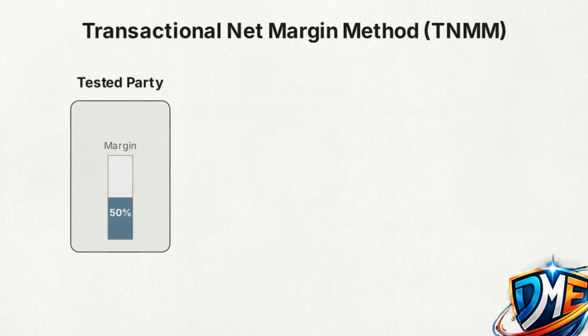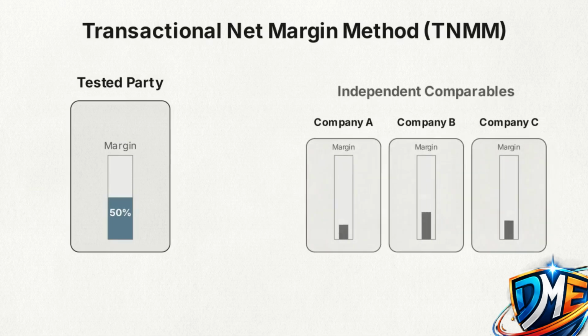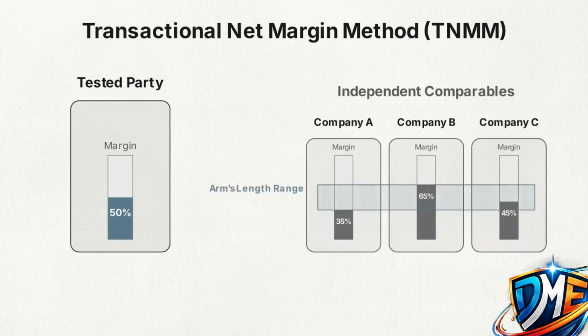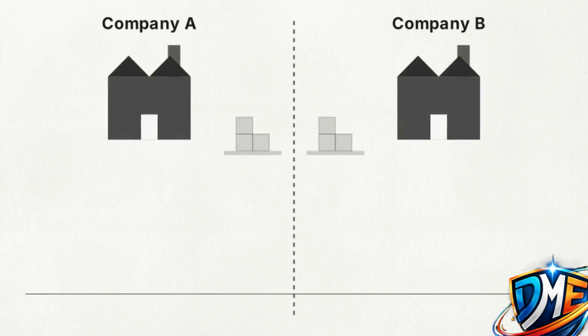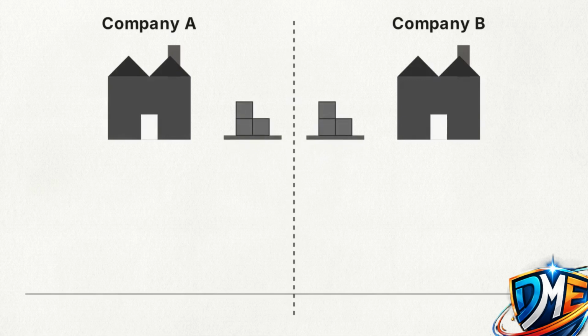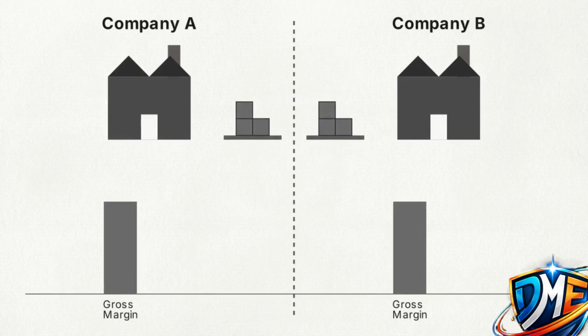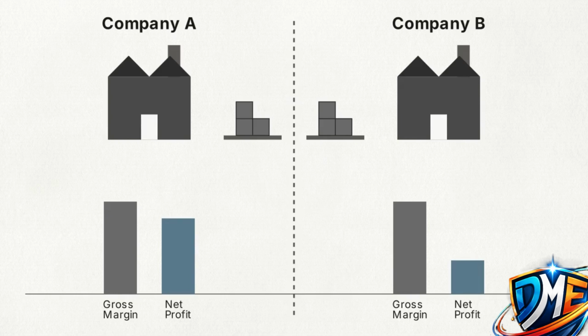The transactional net margin method, or TNMM, evaluates a company's transfer pricing by comparing its net operating profit margin to the margins earned by independent, uncontrolled companies. But a surface-level comparison often masks a critical reality. Two companies can have identical physical operations, identical product lines, and even identical gross margins, yet generate completely different levels of underlying profitability. This discrepancy is usually driven by a hidden funding gap underneath one of the facilities.